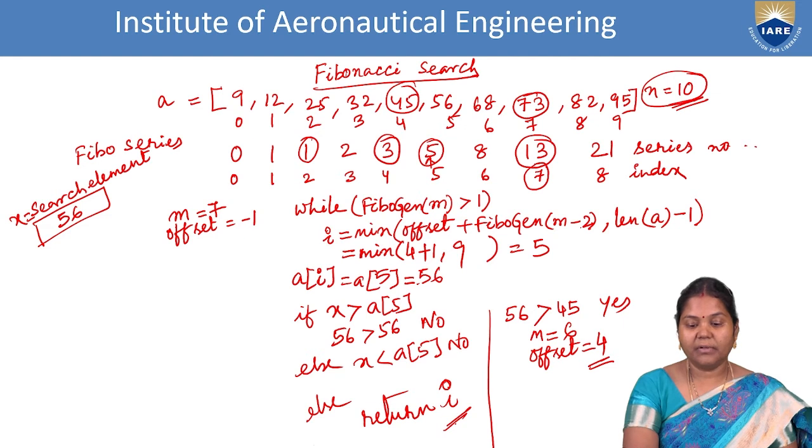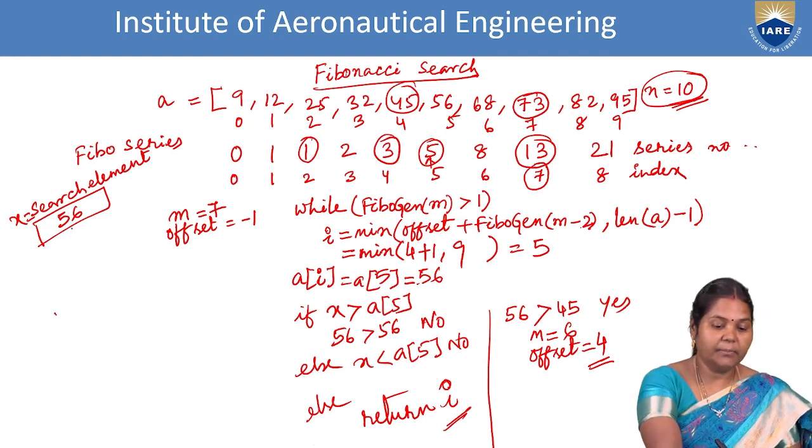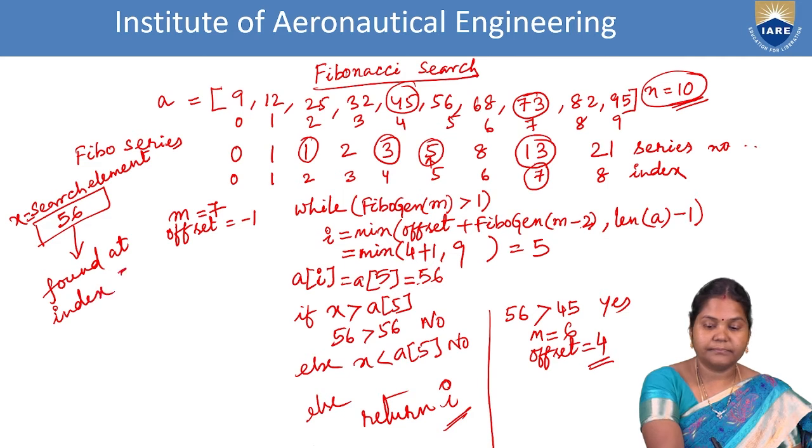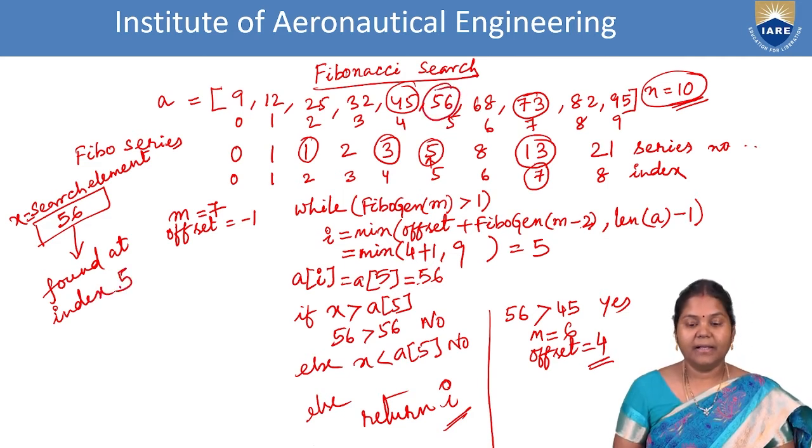So what is the value of I? I is equal to 5. That means the element 56 is found at index 5. So yes, the element 56 is found at index number 5. So this is the process of Fibonacci search.